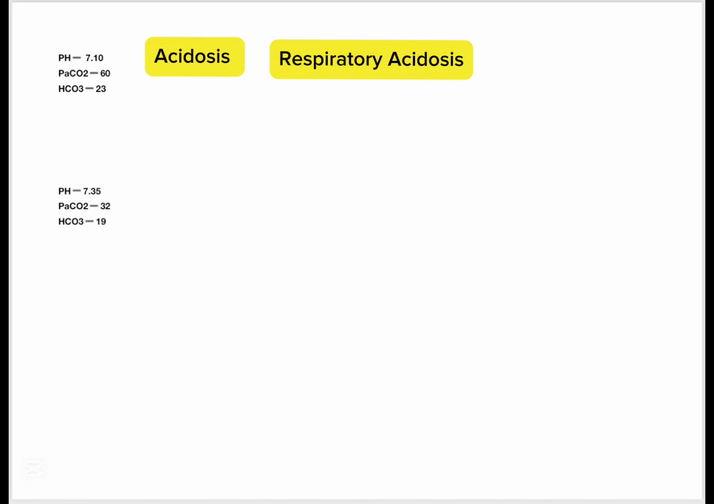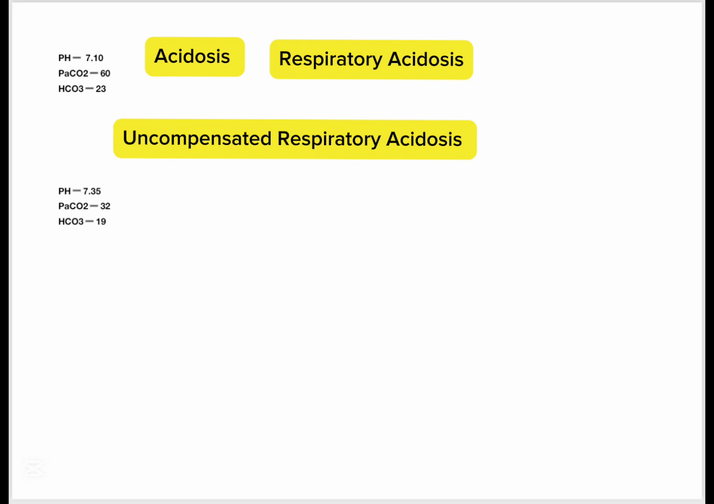Let's look at the HCO3 for compensation. So we have deduced that this is a respiratory acidosis. Looking at the HCO3, you can see the HCO3 is 23, which is within the normal range. Normally, the HCO3 is supposed to have been increased in order to balance up that pH, to balance up the acidosis. But here, we can see that the HCO3 is still within the normal range, so there was no compensation. So this is an uncompensated respiratory acidosis.